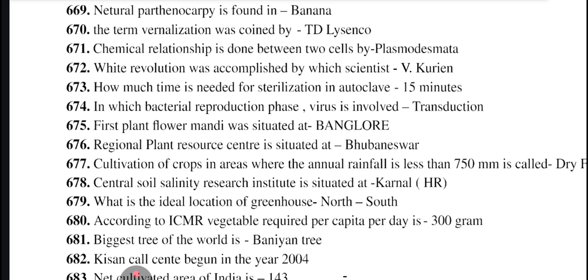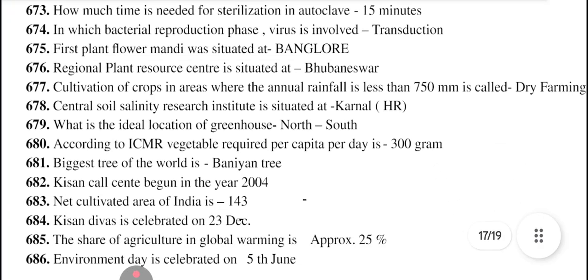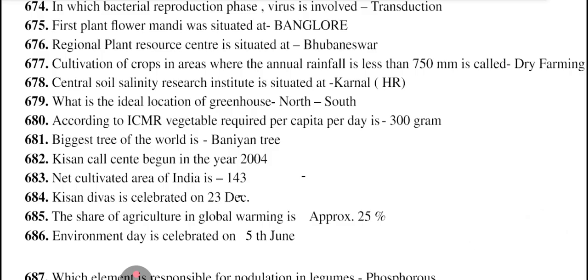Sterilization in autoclave requires 15 minutes. Bacterial reproduction phase in which a virus is involved is transduction. First plant flower mandi was situated in Bengaluru. Regional plant resource center is at Bhuvaneshwar. Cultivation of crops in an area where the annual rainfall is less than 750 mm is dry farming.